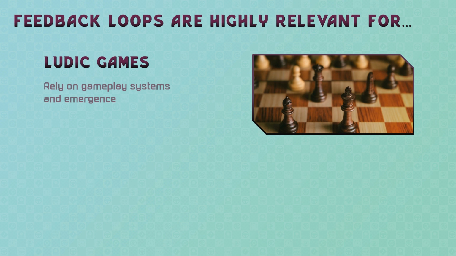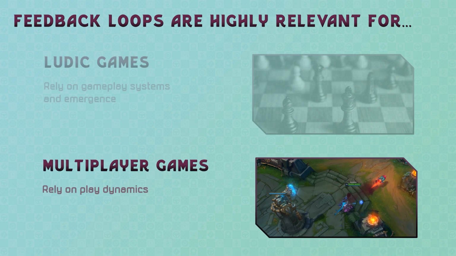The other type of game that feedback loops are particularly relevant for are multiplayer games. A game like League of Legends is meant to be played over and over again, even though the rules never change drastically, and so those kinds of games, they really have to nail the dynamics that come up during play to keep every round interesting. And like we discussed before, feedback loops are a very efficient tool to get those play dynamics right.